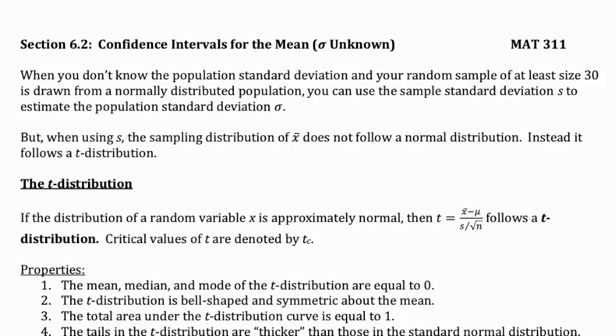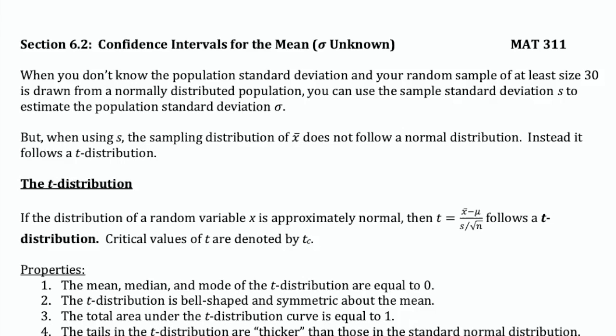However, when you use that sample standard deviation, the sampling distribution of the mean does not follow a normal distribution. So where in the past we could calculate z-scores and use the standard normal table, we can't do that anymore. However, it follows something known as a t-distribution. A t-distribution is very similar to a normal distribution with some minor differences.